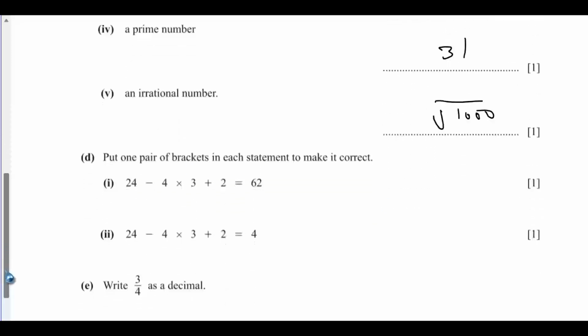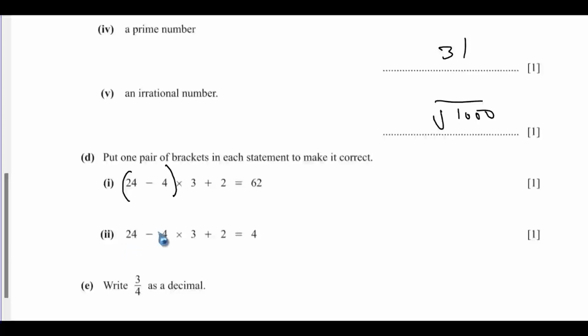Part D, Roman figure 1, put one pair of brackets in each statement to make it correct. So you can always try and improve. So let's put it here first, between 24 and -4. So let's see. If we do this, this will give us 24 minus 4, that will be 20. 20 times 3, that will be 60. 60 plus 2, that will be 62. In case it doesn't work out, you just have to select another two numbers until you are right.